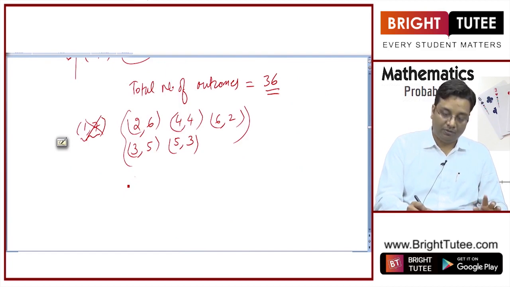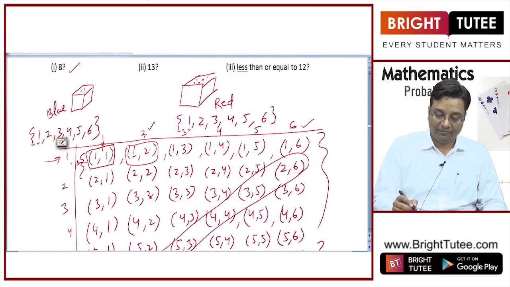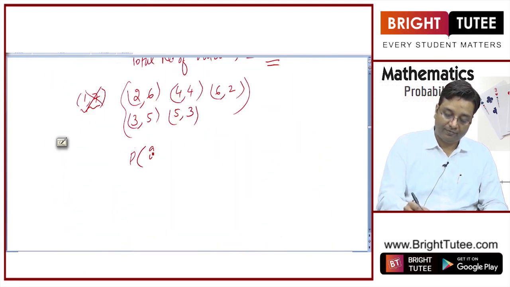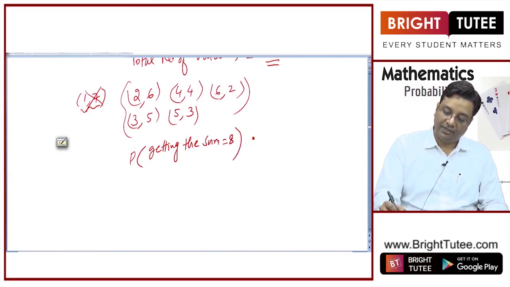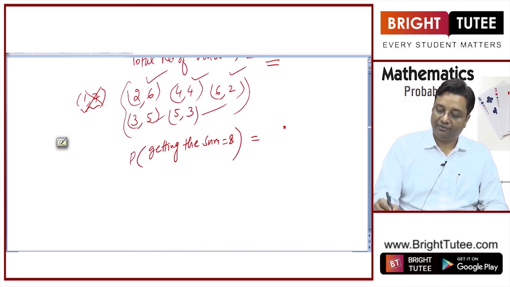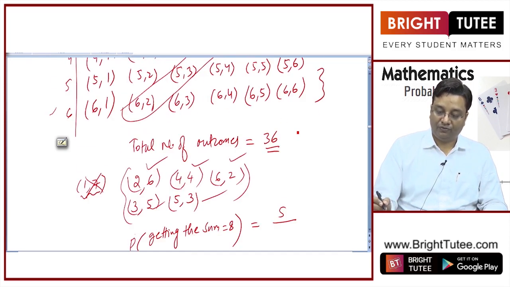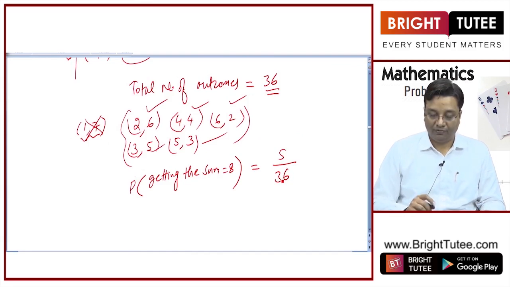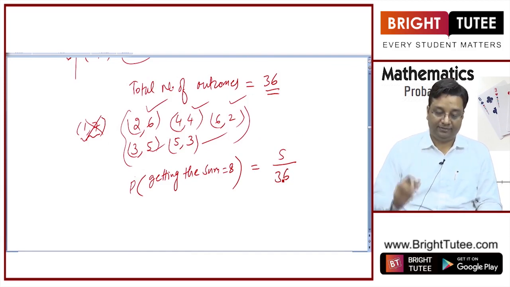So, let us talk about probability directly. Probability of getting the sum equal to 8 is equal to the number of favorable cases, 1, 2, 3, 4, 5, divided by the number of total cases, 36. So, this is the probability of getting the sum equal to 8.